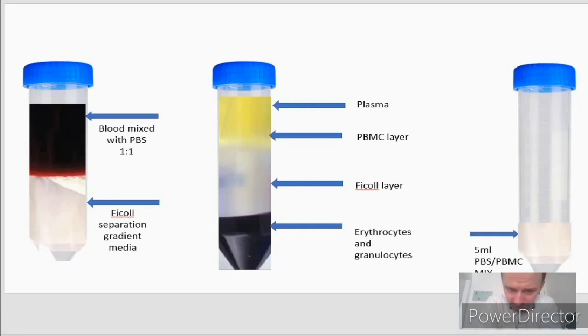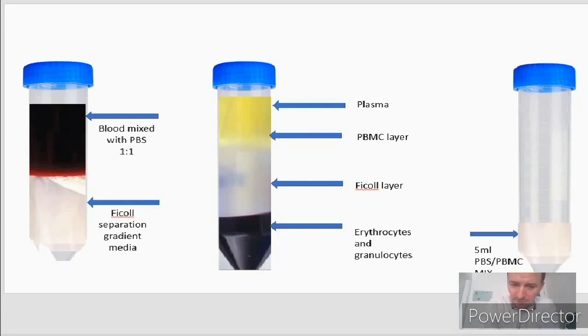Then after the centrifugation, as you can see in the tube in the middle, all the components separate out based on mass. So at the top you have the yellow plasma, and just at the bottom of the plasma level, you'll have the peripheral blood mononuclear cell layer. And this layer kind of floats as a viscous layer below the plasma layer. Below the peripheral blood mononuclear cell layer, you then have the Ficoll gradient media that separates the peripheral blood mononuclear cells from the next sedimented level, which contains erythrocytes and granulocytes. Okay, and that is after the centrifugation step.